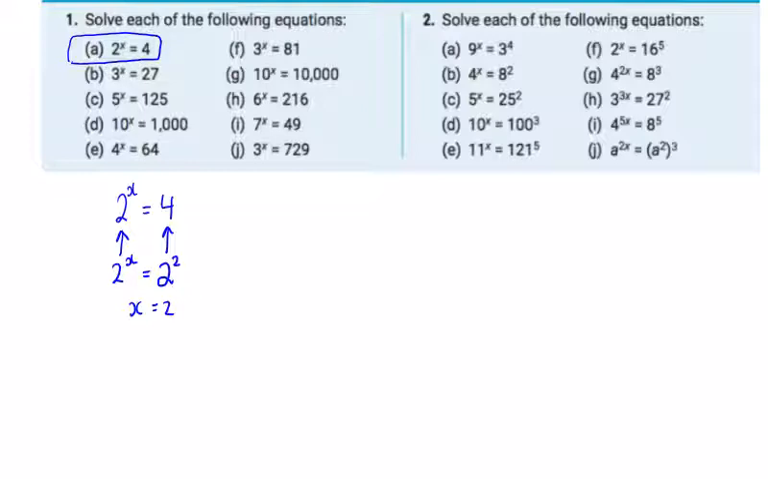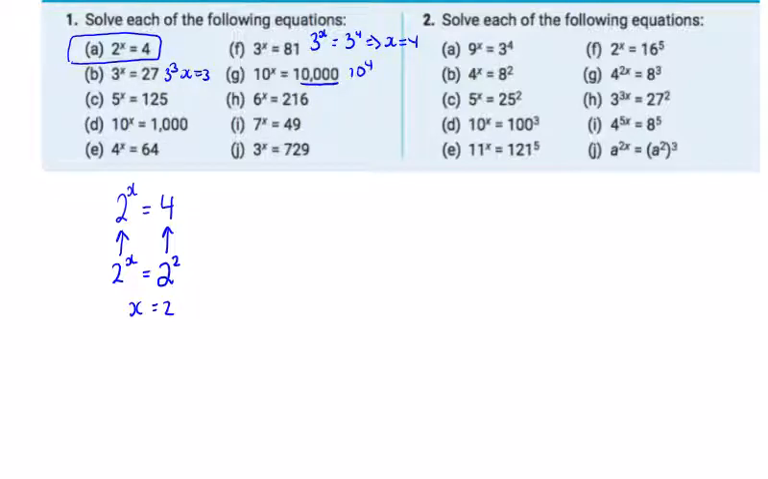For 3 to the power of x equals 81, we can say 3 to the power of x equals 3 to the power of 4. Therefore, x equals 4. 3 to the power of x equals 27. 3 to the power of 3 is 27. X equals 3. How many zeros have I got? That will tell me what the power is. 4 zeros. 10 to the power of 4.